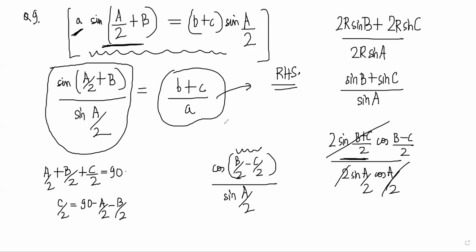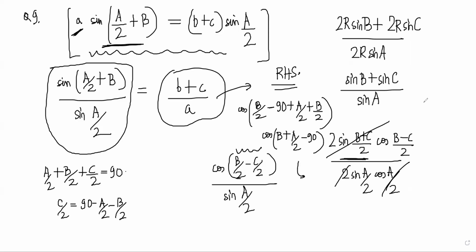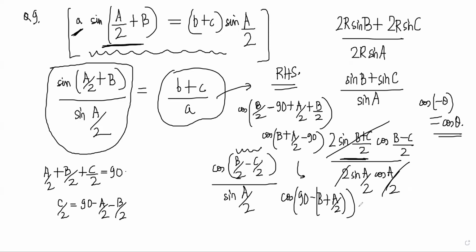We can put that here. It will become cos of B by 2 minus 90 plus A by 2 plus B by 2, right? Yes. This is becoming cos of B plus A by 2 minus 90, right? We know that cos of minus theta is the same as cos theta. So I can replace the sign here and write it as cos of 90 minus B plus A by 2, which is sine of B plus A by 2.